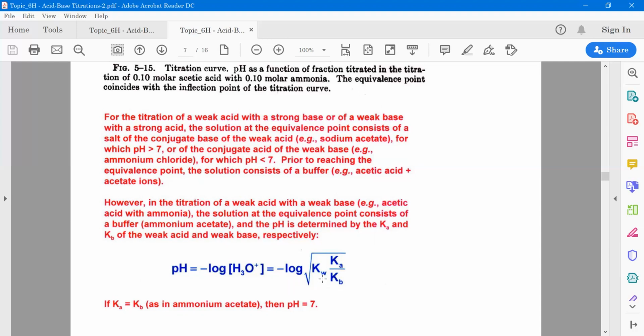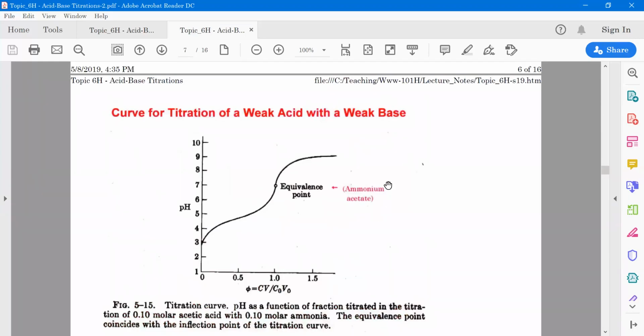So now, if we have a case which happens to be true for ammonium acetate, coincidentally, it's just a coincidence. It just so happens that the Ka of acetic acid is equal numerically to the Kb of ammonia. They're both 1.8 times 10 to the minus 5. In that particular case, for ammonium acetate, this ratio is 1. So all that you have then is the square root of Kw, which is 10 to the minus 7, and minus the log of that is a pH of 7. And so that's why for our particular case of ammonium acetate, the equivalence point is at a pH of 7.